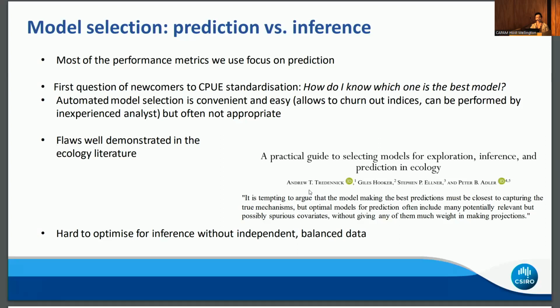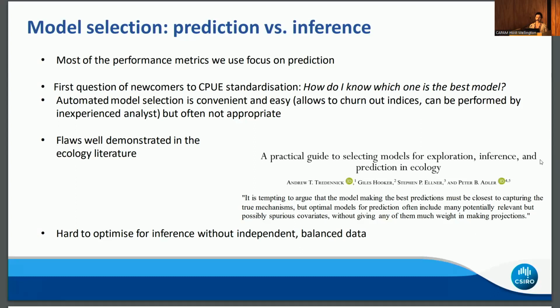Or you could, conversely, retain some spurious effects. And these are all flaws that are well demonstrated in the ecology literature, but we don't really talk about it in fisheries science. So I've included here a paper from the ecology literature that discusses this, but I do find it useful to look at how ecologists go about understanding prediction versus inference. You do have to take a few extra steps to apply it to the type of work that we do, but it's still an interesting framework and good things to always keep reminding ourselves about.